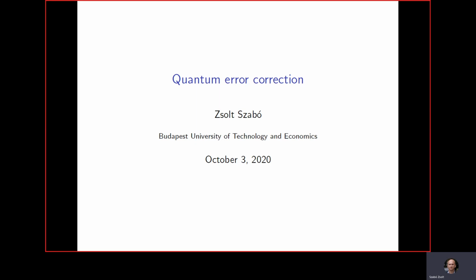Let me note that I'm not an expert of this topic. I spent the last couple of days reading what I could find useful, and this is my understanding of it. First, I'm going to talk about classical error correction to get you familiar with some notions that have very beautiful analogues in quantum error correction.